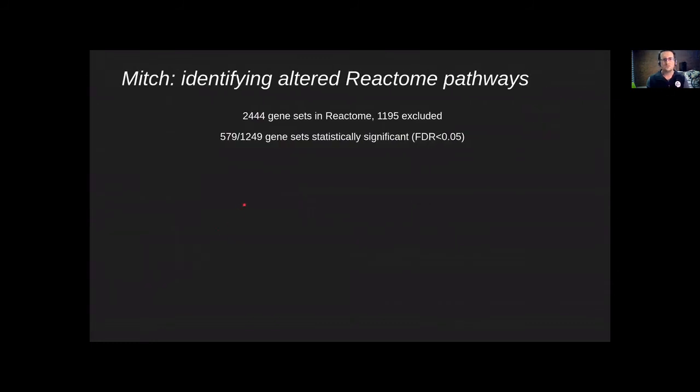Okay, so in terms of running Mitch, this is kind of how it works. You have a gene set library. This time we're using Reactome, and we start with over 2,000 gene sets. We had to exclude 1,000 of these because there weren't enough members in the set that were detected. That leaves us with 1,200 gene sets, and of those, 579 had some enrichment with FDR less than 0.05.